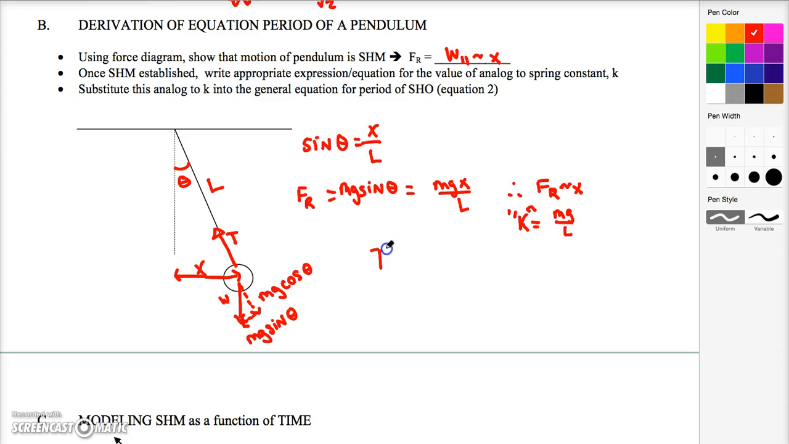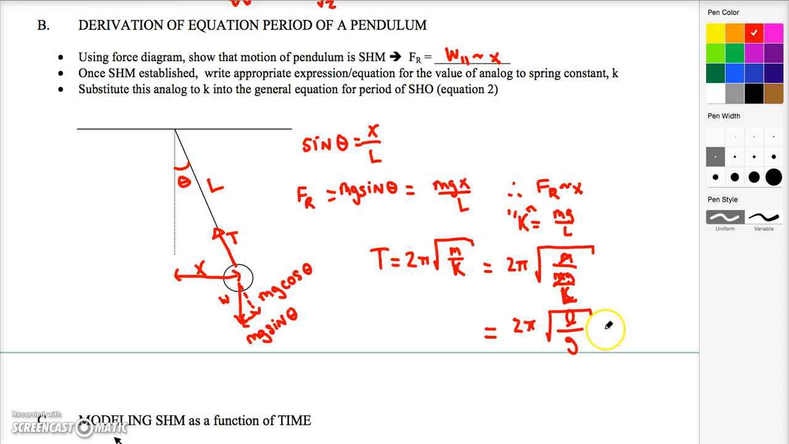So if we go back to the previous equation, that the period of a mass spring system is 2π√(m over k), and we substitute in our analog for k, what we end up getting is 2π times the square root of m over (mg over L), and the m's cancel out, and we copy, change, flip this. What we end up getting is 2π√(L over g). And so this is the equation for the period of the pendulum.